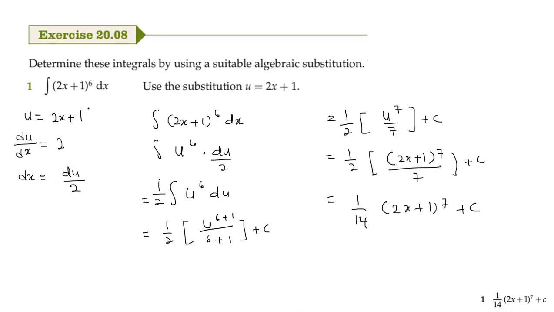So rather than expanding 2x plus 1, 2x plus 1, 2x plus 1 six times one by one, why don't you use u substitution in order to simplify your integration?